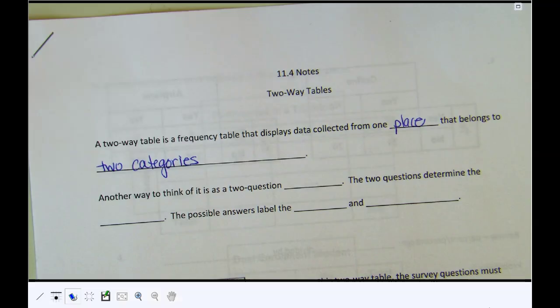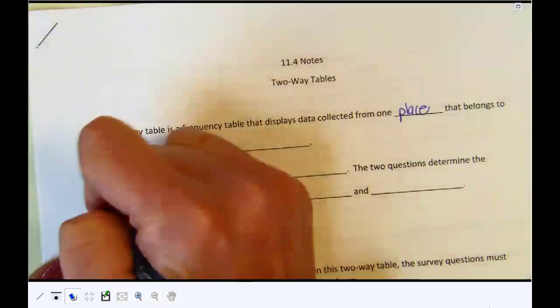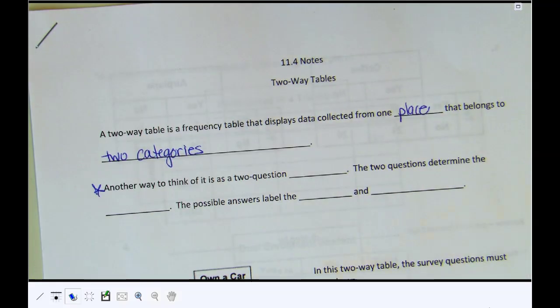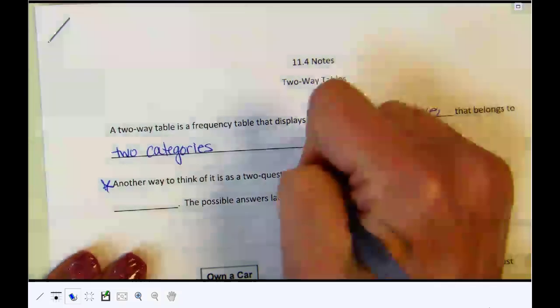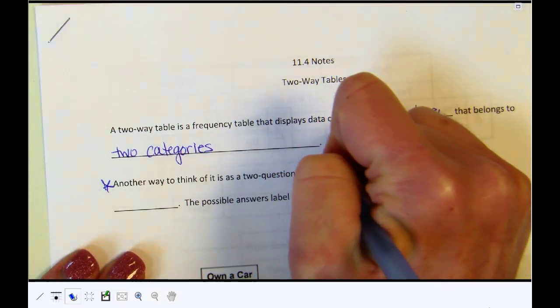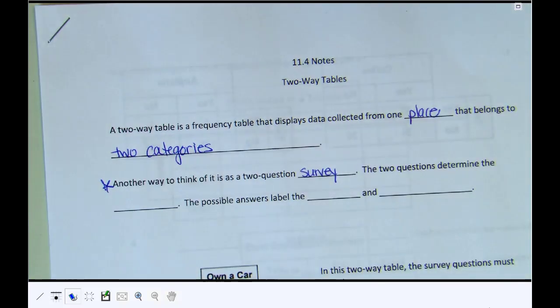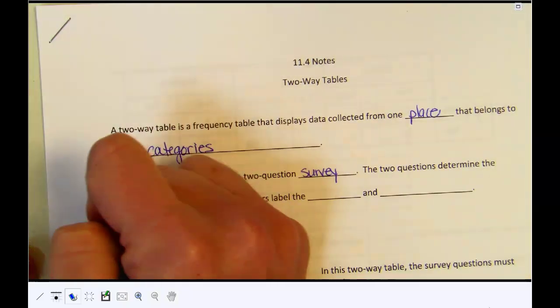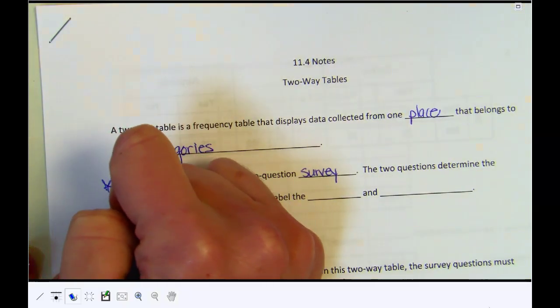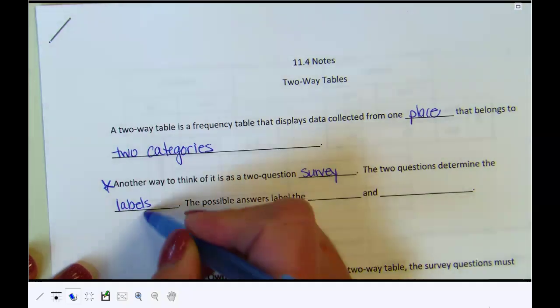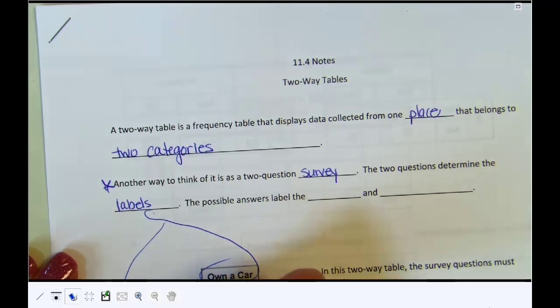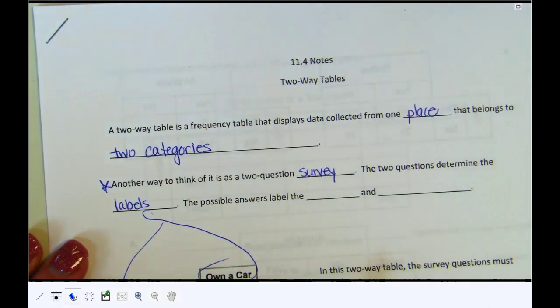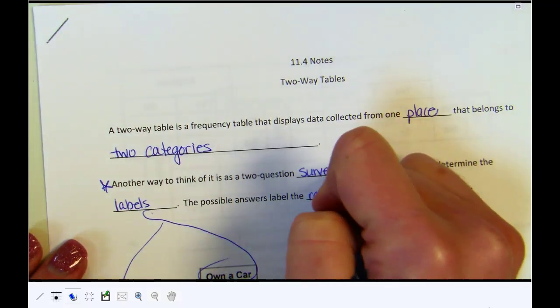Okay, another way, this is probably the easier way to think of it, is like a two-way table is a two-question survey. The two questions determine the labels. Right here, like these labels. And the possible answers label the rows and the columns.